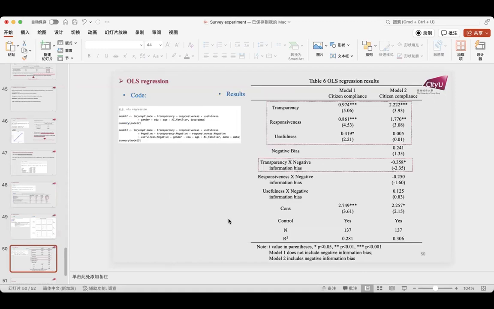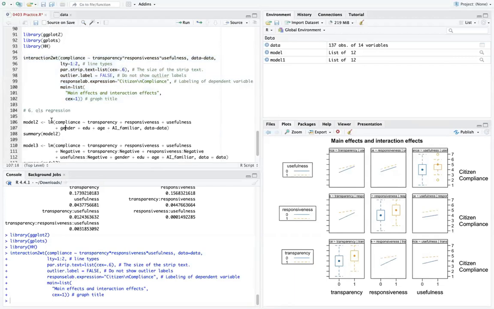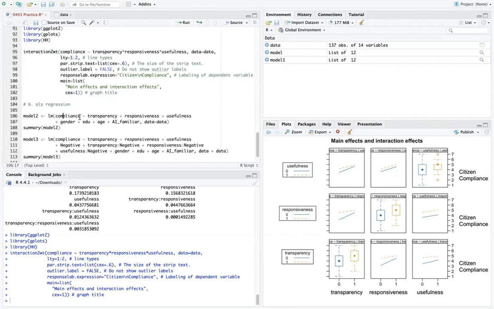Then for the OLS regression in RStudio, we need this linear model to build our regression model. Like here, the dependent variable is compliance. And here we change the asterisk to the plus, which means we only need the main effects of these three independent variables. And we also added gender, education, and age, which are the control variables. So this is the basic model.